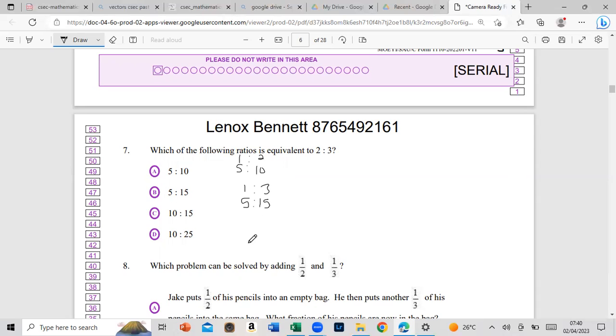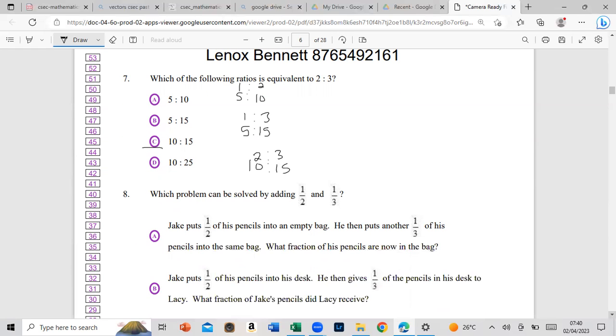We have 10 to 15. Now we need a number that can go into both 10 and 15 without a remainder, and that will be 5. So 5 into 10 goes 2 times, and 5 into 15 goes 3 times. So that means this will be C. Alright. Let's move on to number 8.